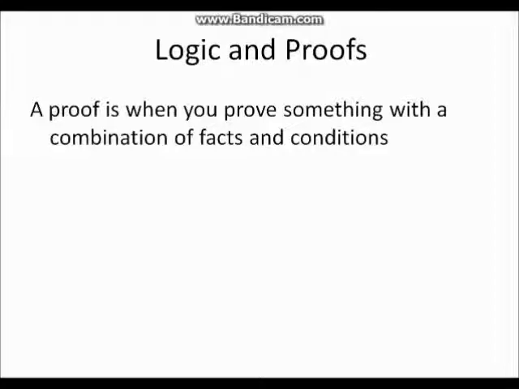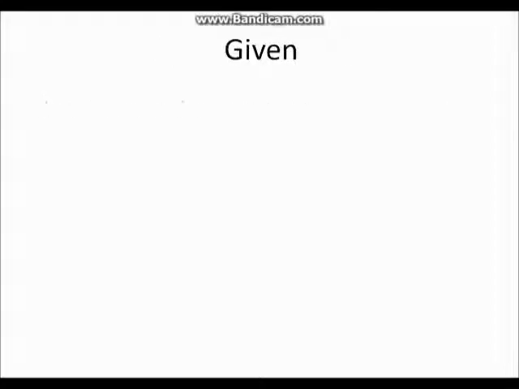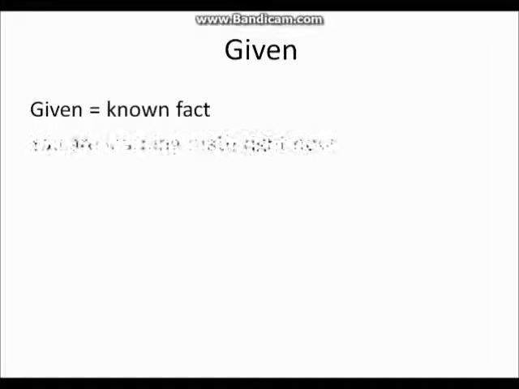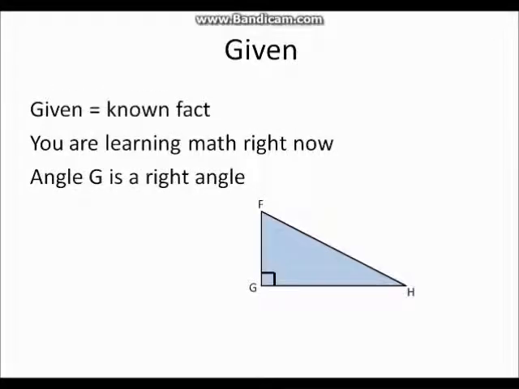The first one is the given. Now, a given is a known fact. It is something that is true in the case of the proof. An example of a given: you are learning math right now. Yes, shocking, I know this doesn't seem like math, but it is. Another example of a given is angle G is a right angle.